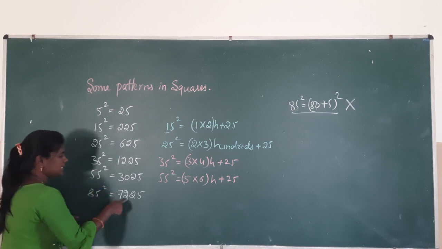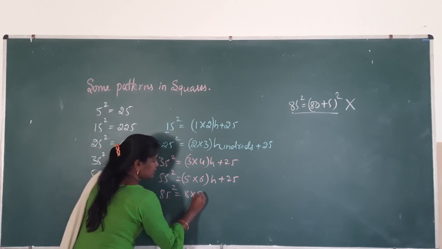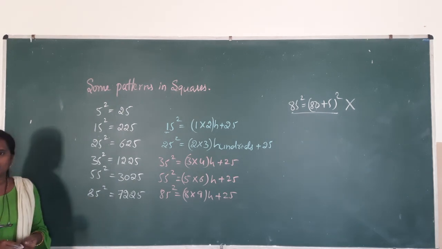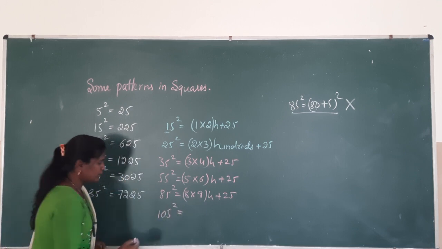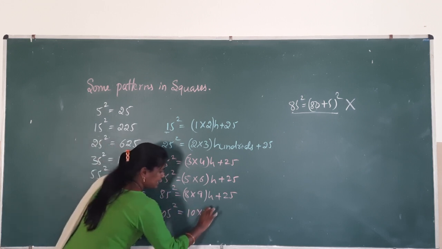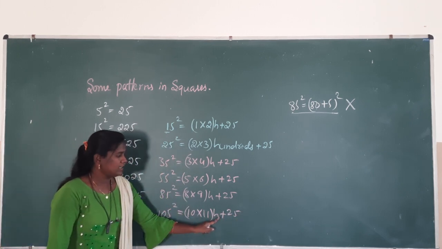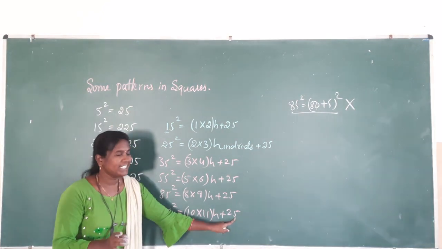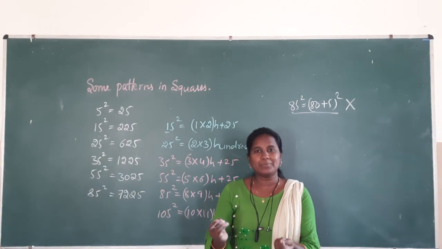And like that, 8 into 9 is 72. Yes, it is 85 square: 8 into 9, in hundreds, plus 25. So it's easy. Whichever number you consider, take its successive number. If you are taking 105 square, see how you have to calculate the answer. It is 10 into the successive of 10, of course 11. That is 110 hundreds plus 25. Are you getting it? So this is another pattern in the squares. This is also considered a property.